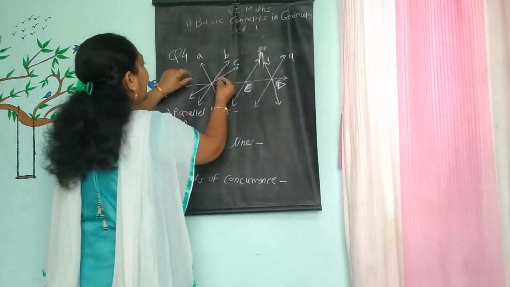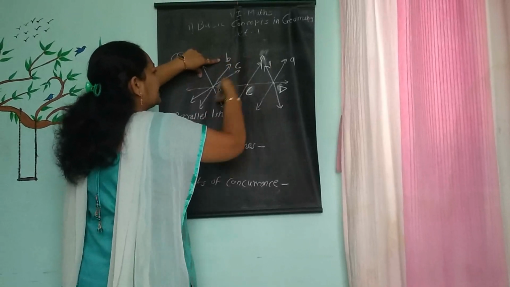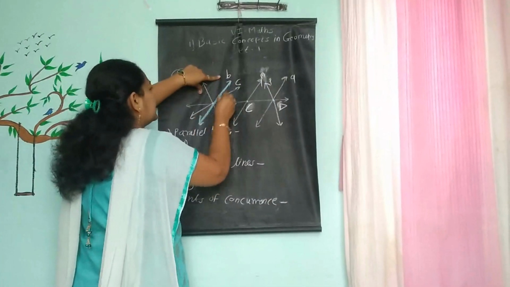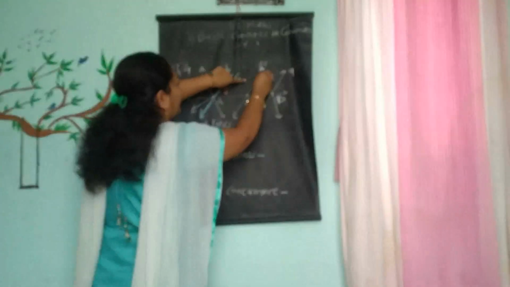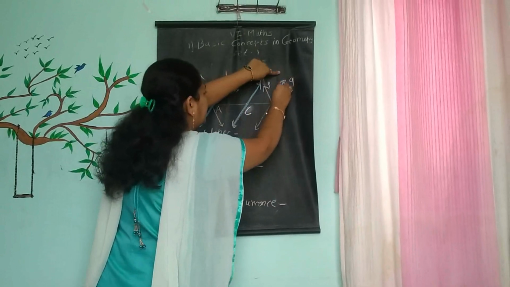So for parallel lines, observe here, with the chalk I am drawing lines in the same direction. So this is the first group of parallel lines. See this blue color and this.